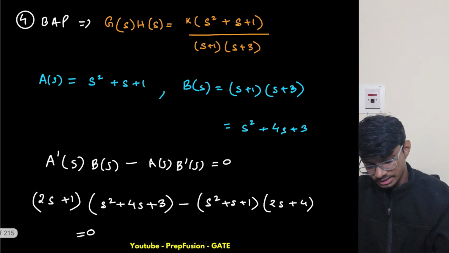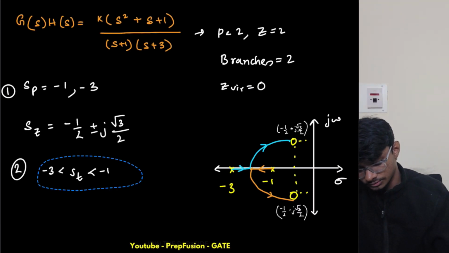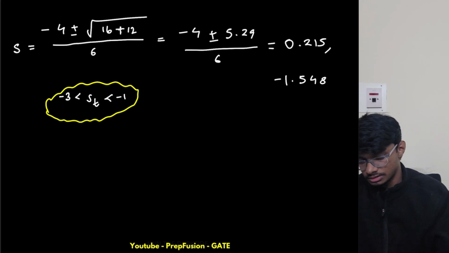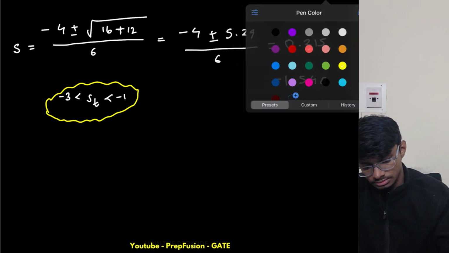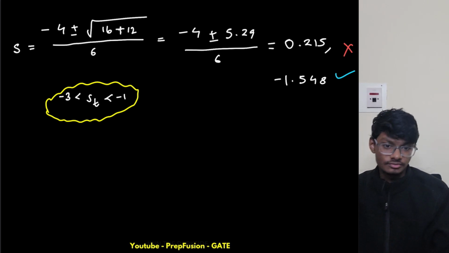So tell me which one is valid and which one isn't valid. What was my range? I have written my range on the real axis. The range is between minus 3 and minus 1, right? So what I can understand from here is that obviously this is invalid, and this is valid. So that is what the answer is.